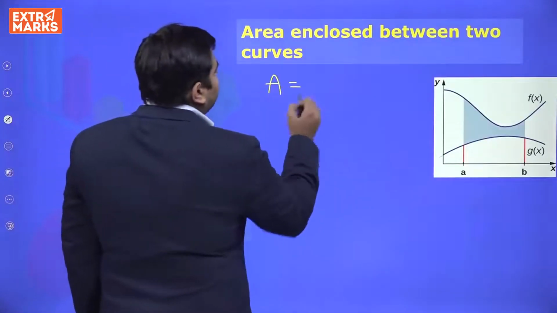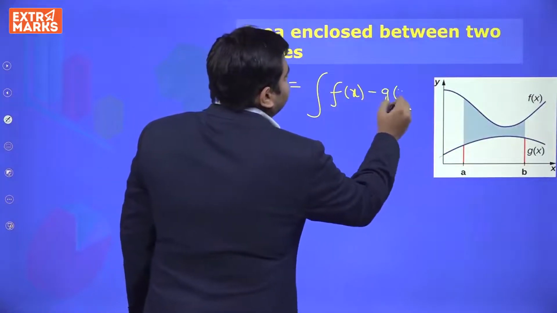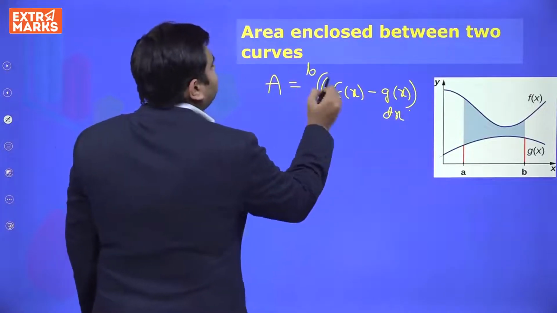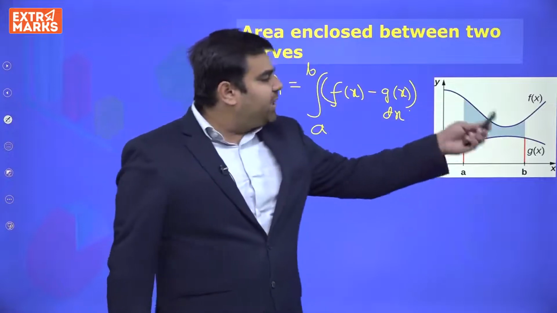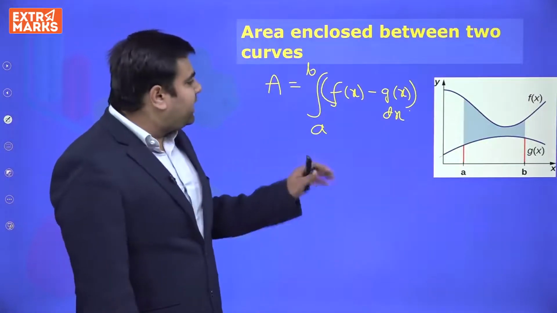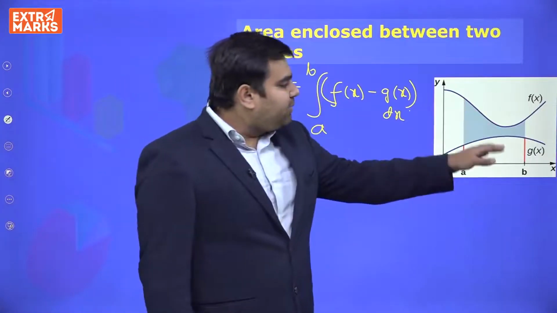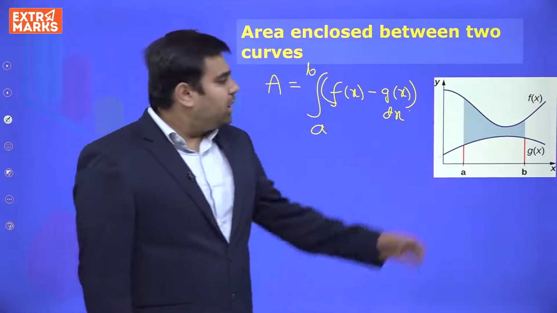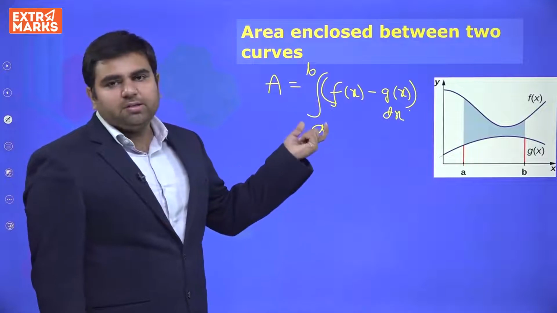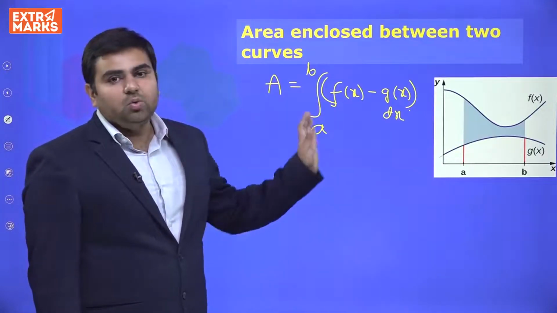So this area would come out to be the integral of f(x) minus g(x) dx from a to b. So upper curve minus lower curve, and the integration with respect to x between a to b. Very simple concept. Upper curve minus lower curve. The upper curve is f of x, the lower curve is g of x, and the integration is happening from a to b.